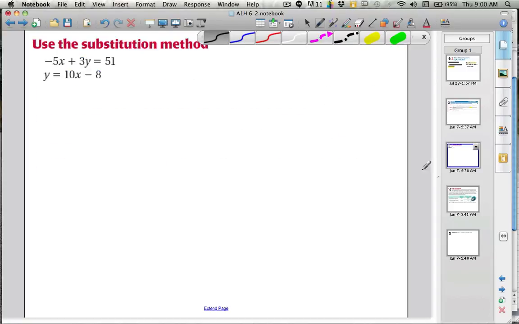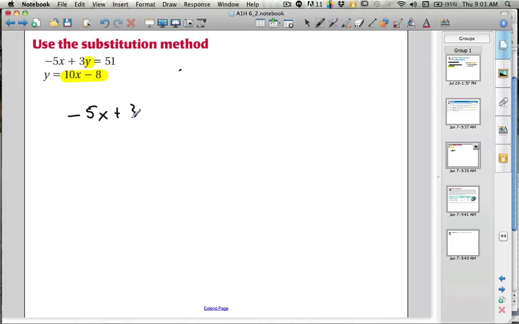So the way this looks is, I have a linear system like this, and you can see this one's already all done for me. It's already been solved for y. So I'm going to take 10x minus 8, and I'm going to put it into the other equation in place of y. Because if y is equal to this, then I can replace y with this. So I have negative 5x plus 3 times the value of y, which is 10x minus 8, and that's going to equal 51.